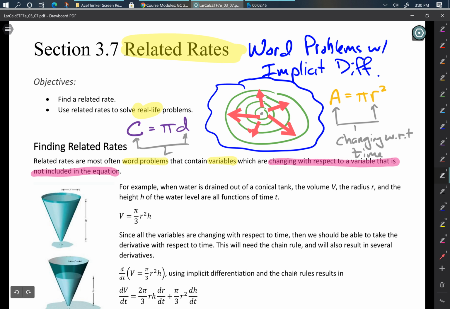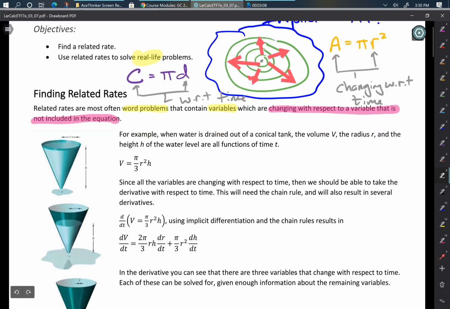But both of those are changing with respect to time. So time is the true independent variable in this situation, whether you're talking about the area of the circle or the circumference of the circle, and it's not even in the equation. And that's where the implicit differentiation part of this comes into play. All right, let's take a look at another example.